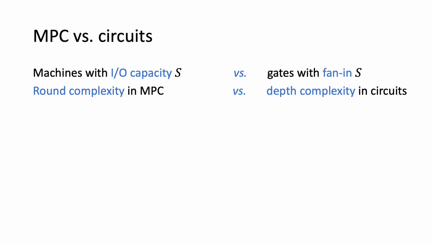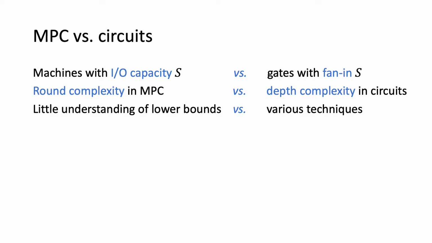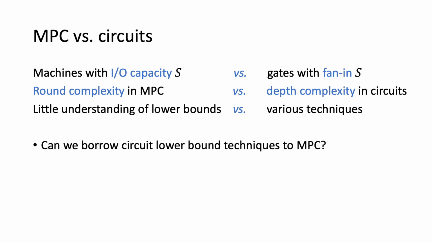So from the definition of the MPC model, it seems to have many similarities with the classic model of Boolean circuits in complexity theory. For example, machines with I/O capacity S in MPC look just like the gates with fan-in S in circuits. And the number of rounds in MPC also seems comparable to the depth of a circuit. However, if we look at the literature on the lower bounds in the two models, we will see a variety of techniques that are developed for studying circuit lower bounds, but only quite few for MPC. So a natural question is, can we borrow those circuit lower bound techniques to MPC?